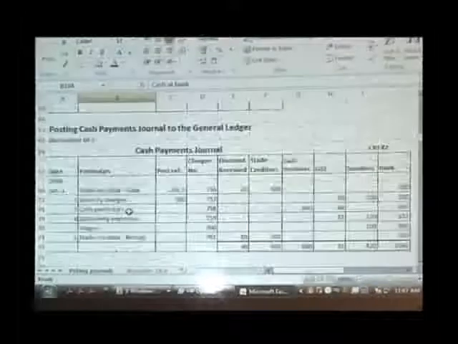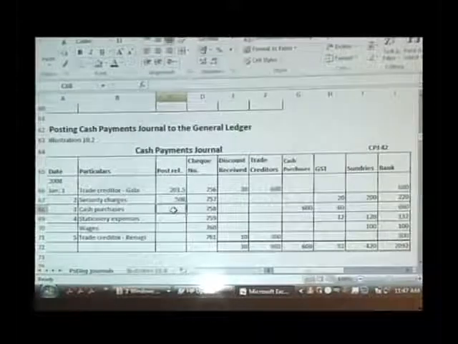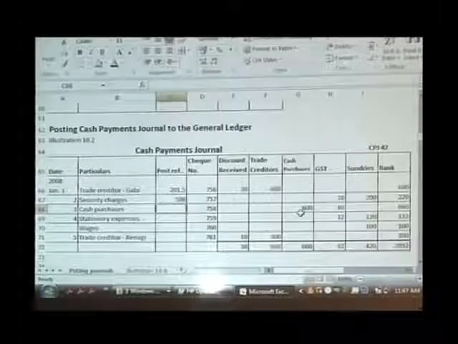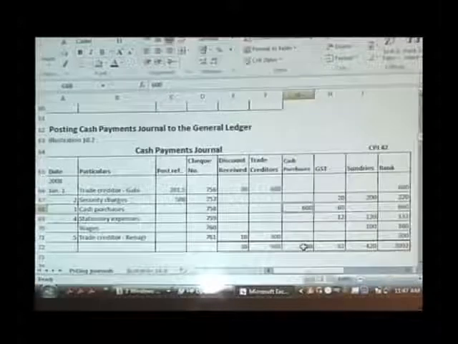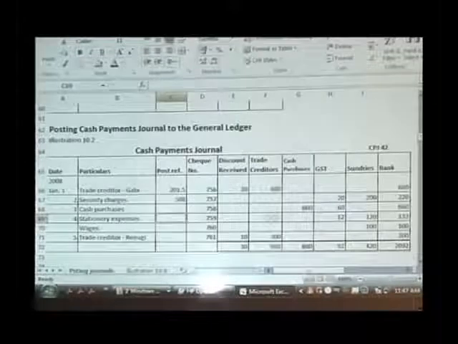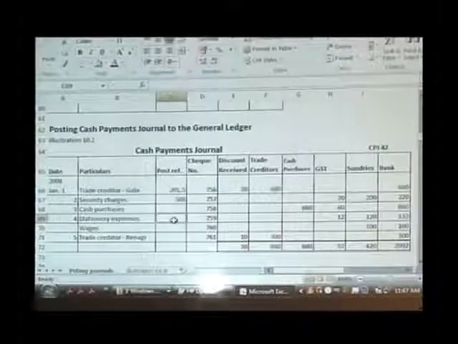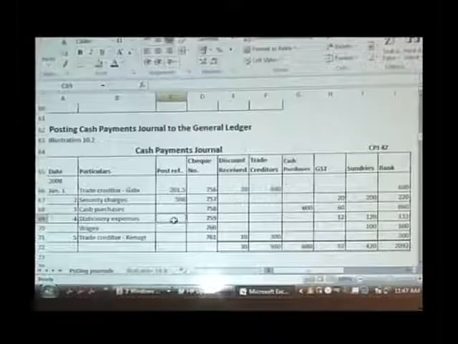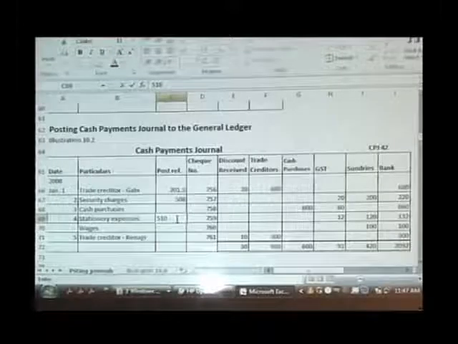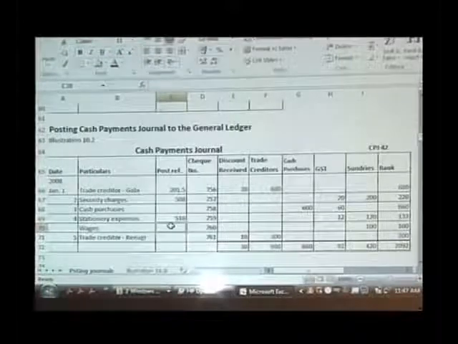It's over. And the next item is cash purchases. Cash purchases are recorded in the cash purchases column, so it is posted as a total, therefore leave it. Stationery expense is recorded in the sundries column, therefore post it as an individual item. Stationery expense, what is the account number? 510. Record 510 here, and then move on to the stationery expense account.